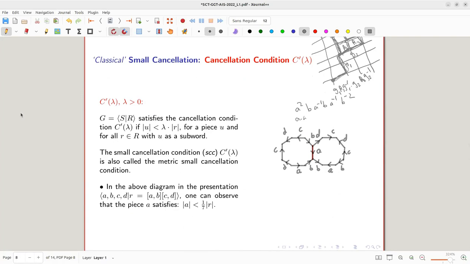Now let us come back to the definition of all these small cancellation conditions, and the most important of them is the metric small cancellation condition. This is called C prime lambda, and the C prime lambda says, for lambda greater than 0.